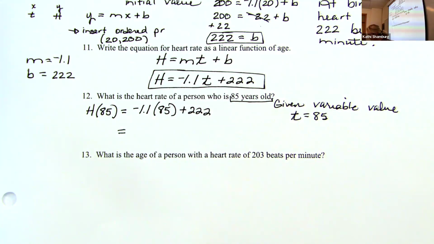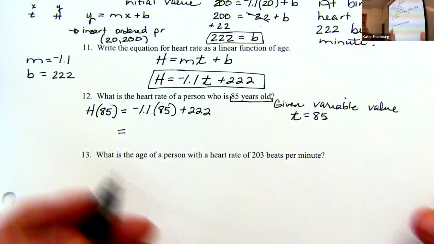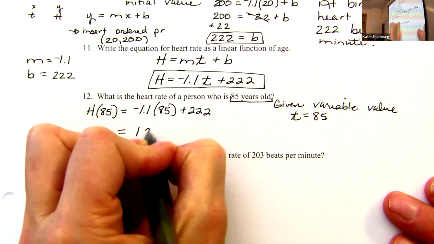I don't know what it is. Give me two decimal places. What is it again? 128.5.